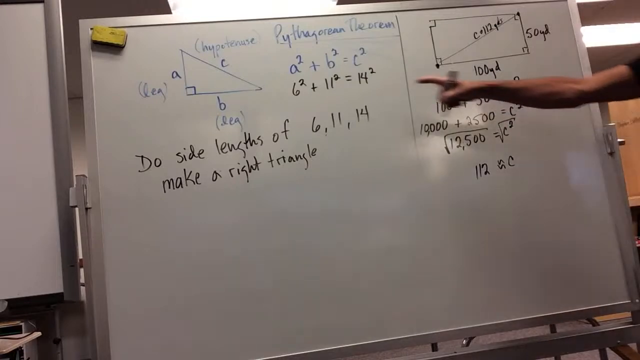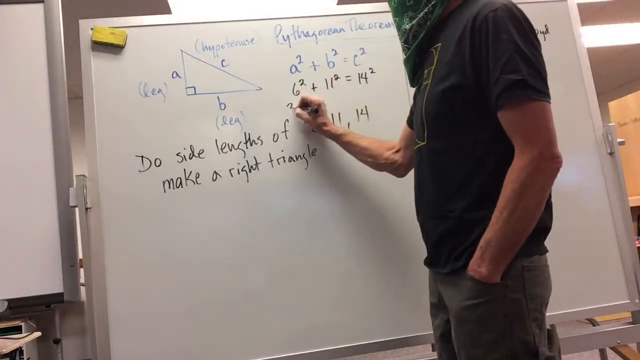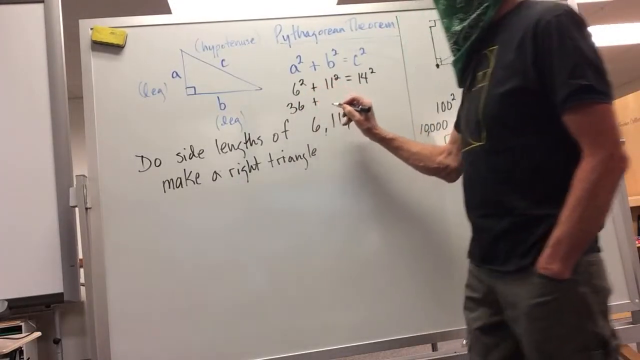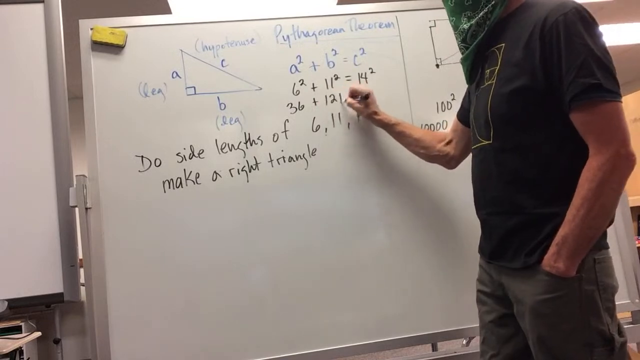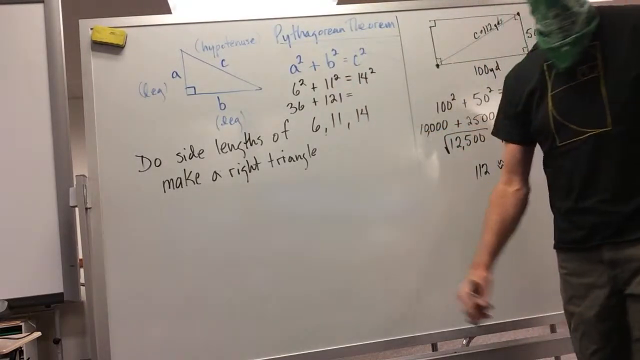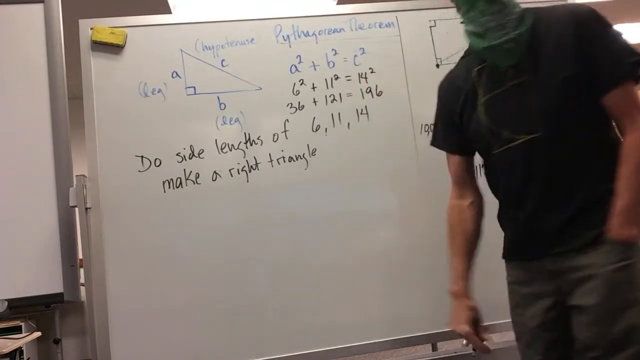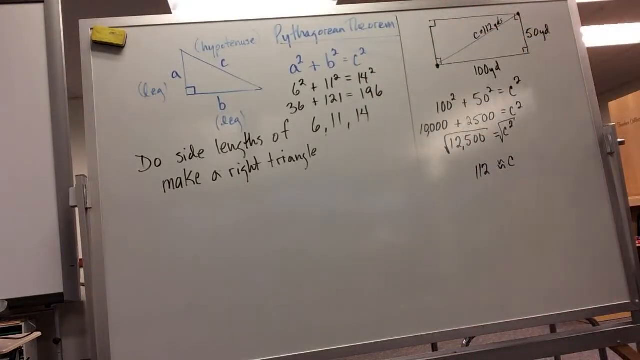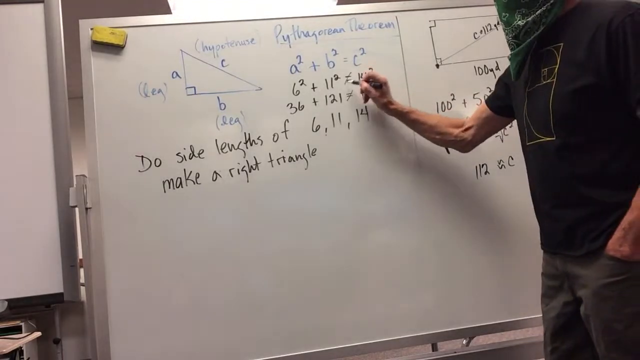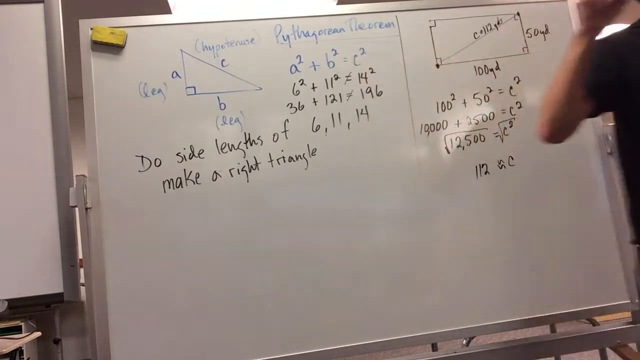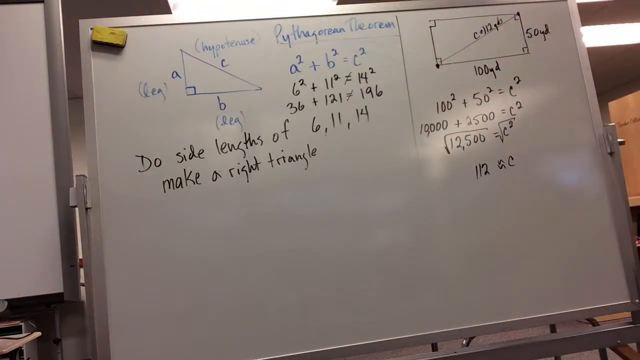What's 6 times 6? 36. What's 11 times 11? 121. What's 14 times 14? 196. So does it work? No. So these are not equal, therefore it does not fit the Pythagorean theorem. Therefore, it's not a right triangle.